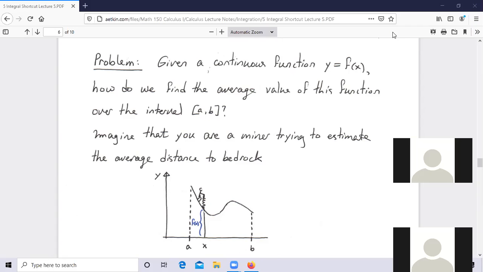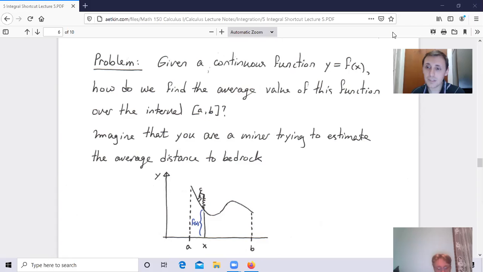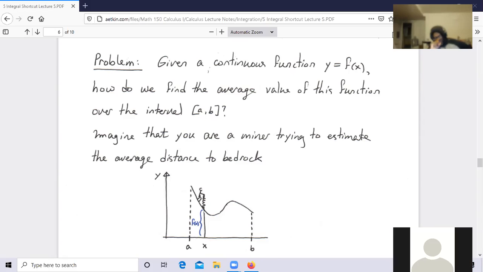So, how do you find the average distance to the bedrock? How would you do that? Any ideas?